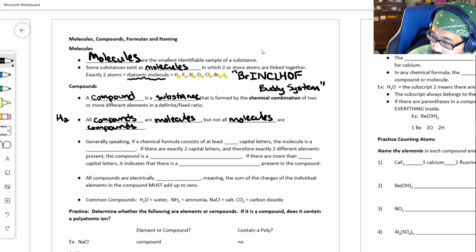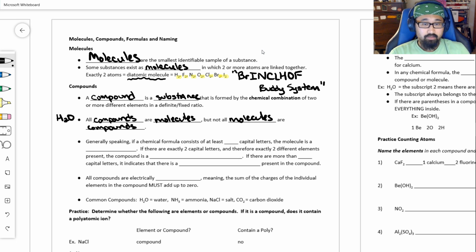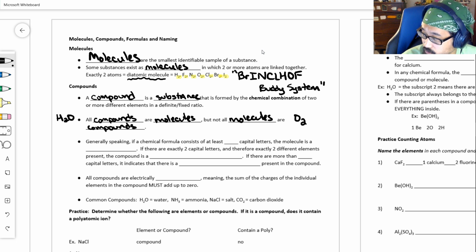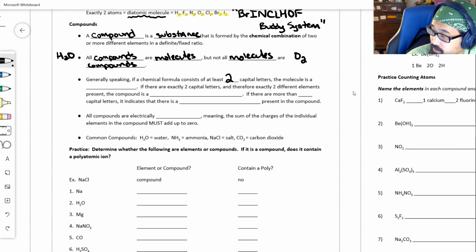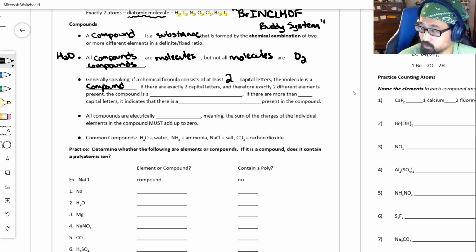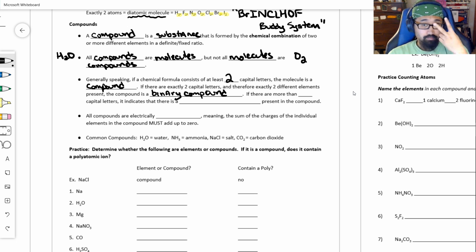All right, something like H2O is a compound. It's also a molecule. Something like O2, again, part of our Brinkelhoff buddy system, is a molecule, but it's not a compound because it's only one element. Which is why we say that, generally speaking, if you have at least two capital letters, then that molecule that you have is a compound. If there are exactly two capital letters, and you have exactly two different elements because you have exactly two different capital letters, then that compound is special, we call it a binary compound. Again, binary like 2, right? A binary system of numbers has only 2 numbers. Binary compound has only 2 elements.